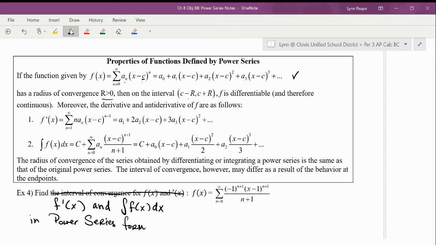So this is just doing the power rule, where we take the power of n, and we move it to the front, and then reduce the power by 1. So that n moved to the front, and the power was reduced by 1. So this is a power series format. This is what we call term by term.